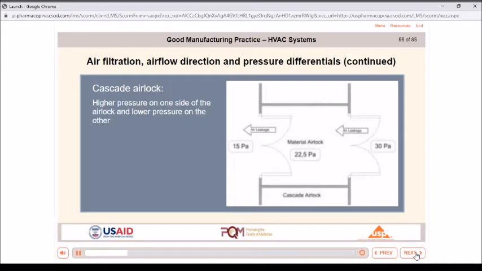Cascade airlock. Higher pressure on one side of the airlock and lower pressure on the other.